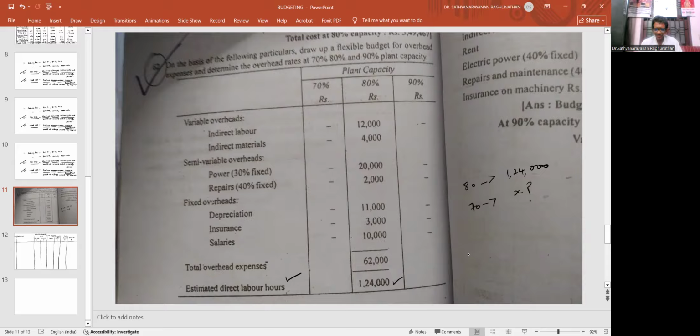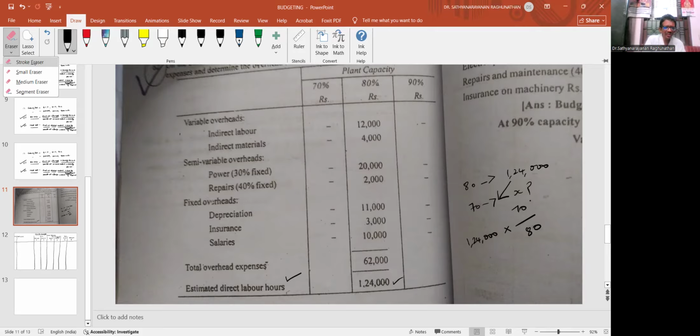Here, cross multiplication. So 1,24,000 into 70 divided by 80, with 70 in the numerator and 80 in the denominator. Or otherwise, another way is also there. For easy remembering, I am telling, another way is also there.